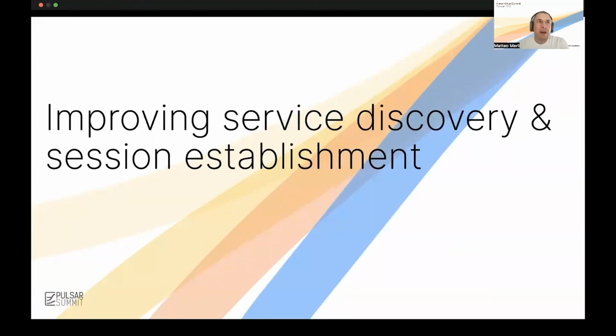And finally, we have also put some thought, and we will start thinking a bit more, around improving the service discovery and the session establishment. There are a few reasons. As you may have noticed, we've been doing a lot of work around improving Pulsar performance and improving the Pulsar experience overall when using many topics. And one of the biggest areas where we can make improvements is indeed service discovery and session establishment.